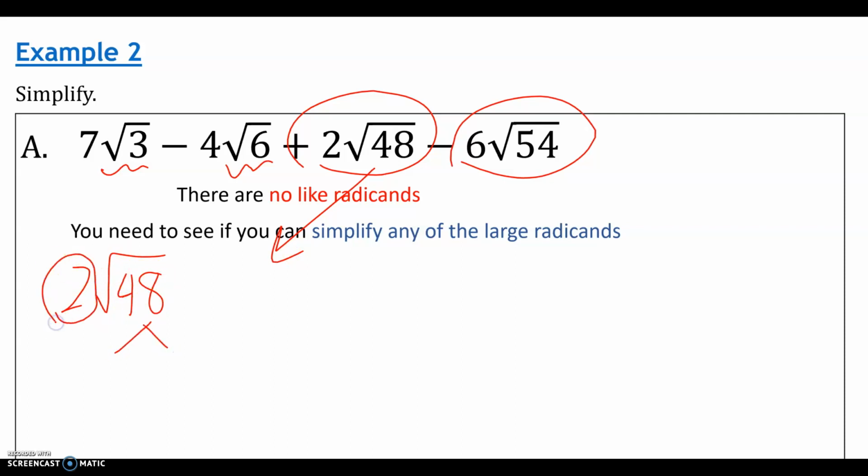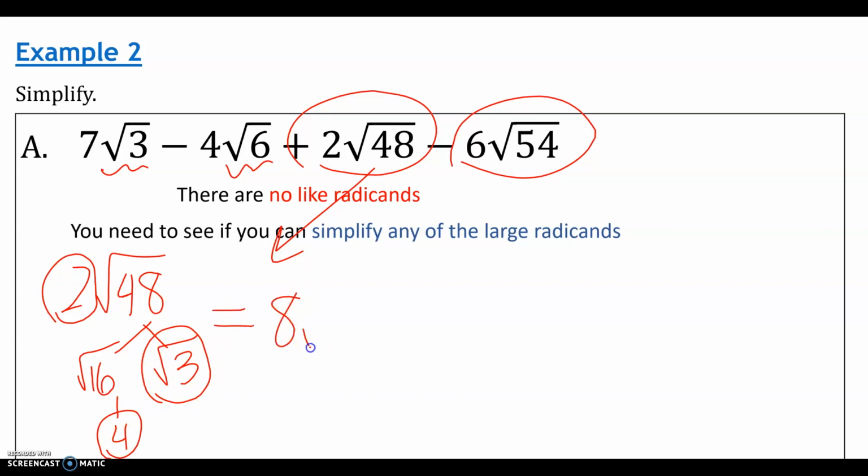Don't forget, circle your 2 in front. So 48 has, I'm going to go with the square root of 16 and the square root of 3. So this is 4 square root 3. So obviously this answer now is you got 2 times 4 is 8 radical 3. I'm not going to do anything just yet. This one over here, I'll do below.